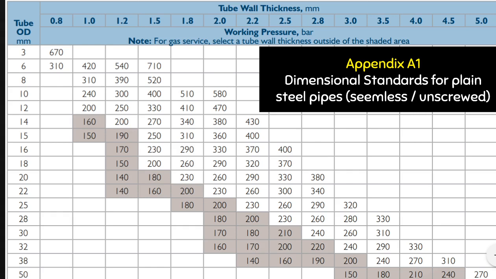For example, as shown, a pipe with an outer diameter of, let's say, 25 millimeter has a working pressure range of between 180 bar for a wall thickness of 1.8 millimeter and 320 bar for a wall thickness of 3 millimeter. Note the shading as well for these pressures. The shading relates to gas service instead. Alright, so if you're using gases, those are the pressures that you're going to adhere to.